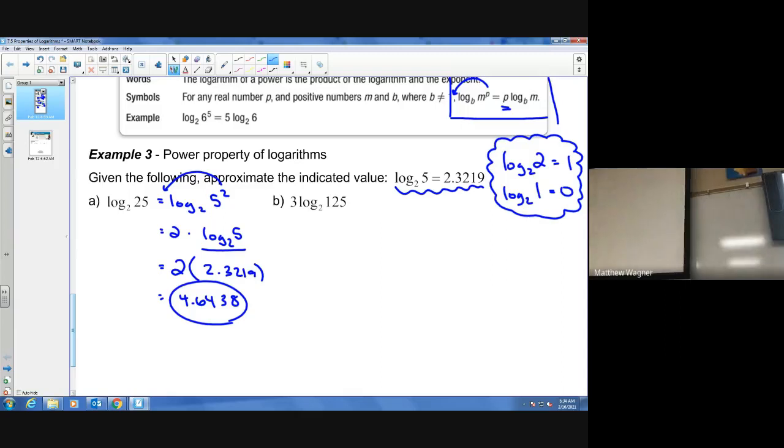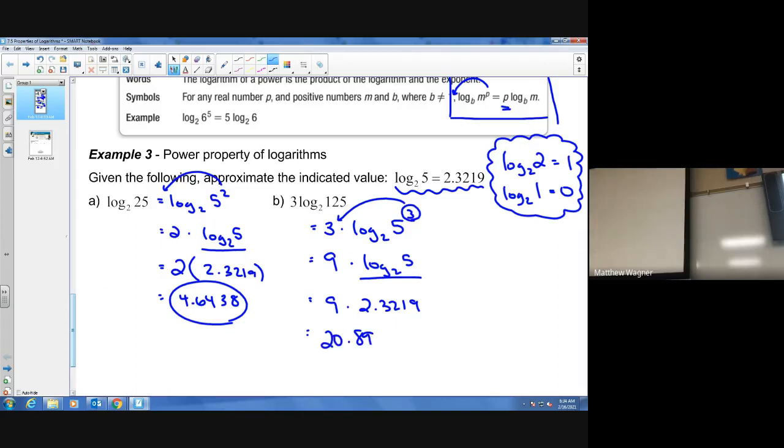Doing the same thing on the next question. We have 3 log base 2 of 125. I know that 125 is 5 to the third, so I'm going to swap that in. Now I can use my power property. I know that this power can come out front. There's a 3 already there, so 3 times 3 is 9. And then we have log base 2 of 5, which is that approximation given to us before. So we have 9 times 2.3219. All we have to do is multiply that out, and we get 20.8917.